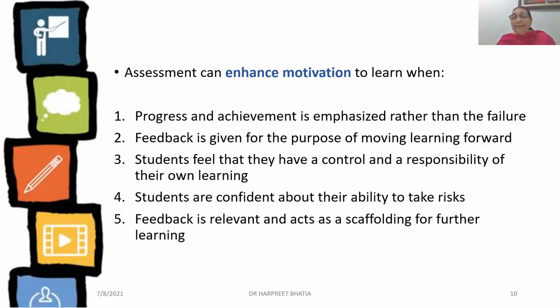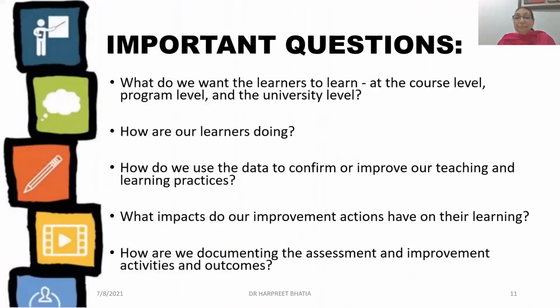a demotivating factor. The important questions that we need to ask when we are giving feedback to the person after the assessment that we have done: what is it that we want the learner to learn? What is the learner's goal? What is the academic achievement that the learner wants to reach? Then how is our learner doing? Is he or she able to reach that goal? Is the path that we have worked out appropriate to reach that goal?